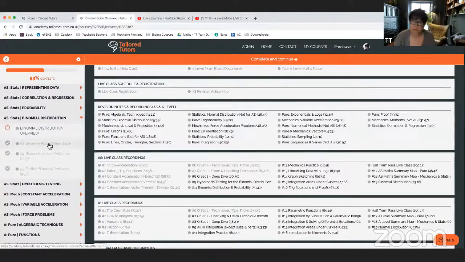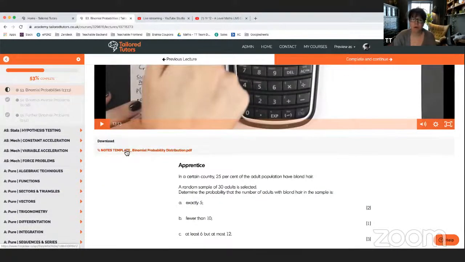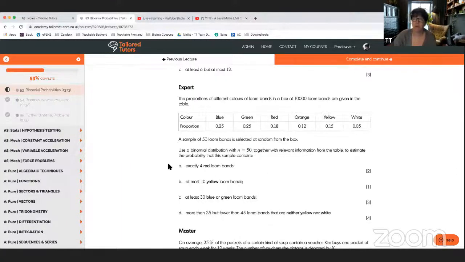First of all, you've got binomial probabilities, which we've basically done everything on, but there's just one style of question that I didn't show you. You can print the notes template out there. Here are the questions that we were doing, there's the one on the bands that we did, and the mark schemes are at the bottom, so you can go back over that and check them.